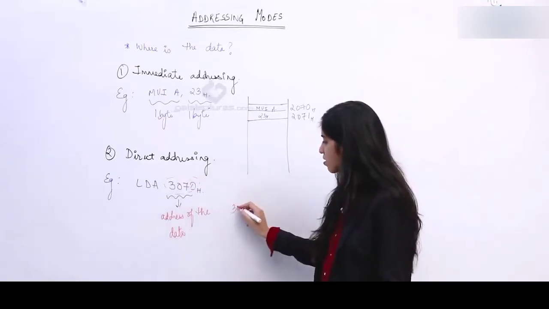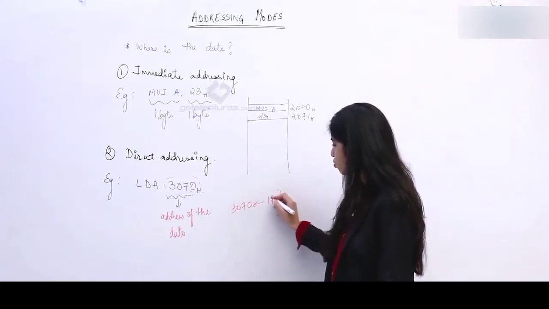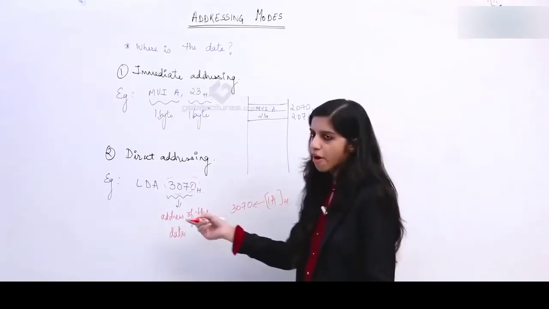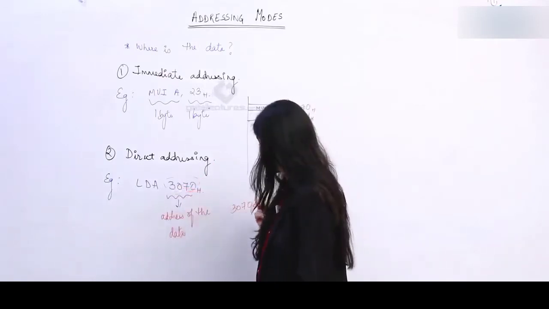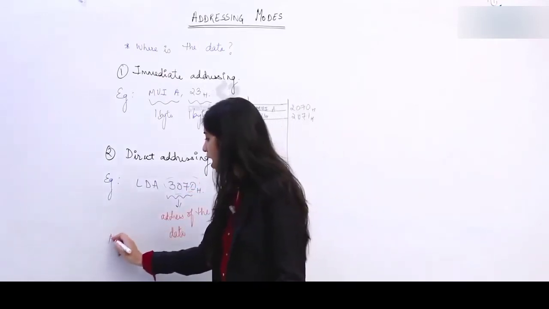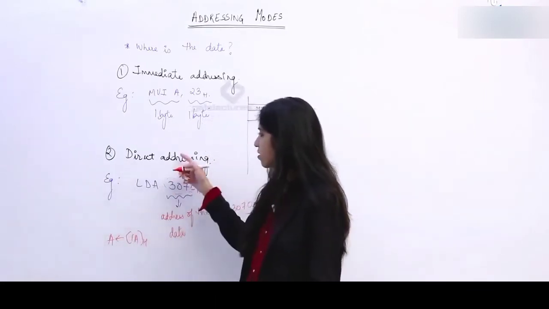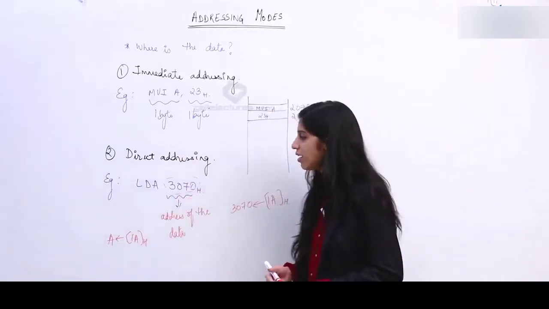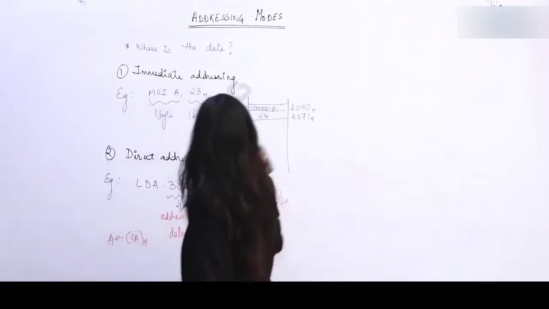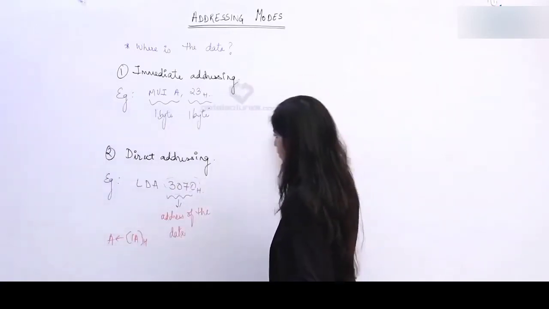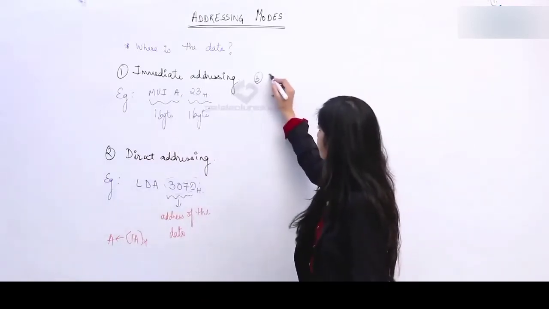Suppose at 3070, 1A was stored. This was the data. After execution of this instruction, after reaching this memory location, we extract this data 1A and the accumulator is loaded with data 1A. So in direct addressing mode, we are giving the address of the data directly. Then the next addressing mode is indirect addressing.